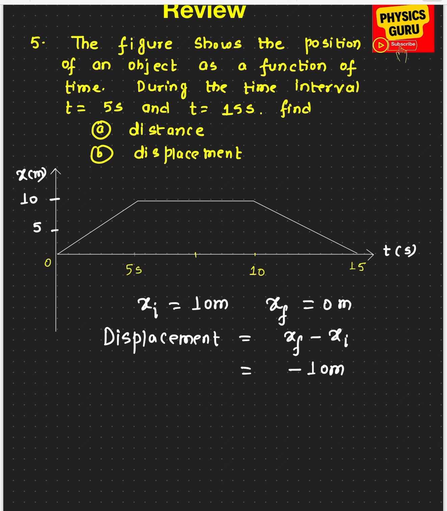Negative 10 means your final position is in the opposite direction of your starting point. Okay, and your distance would be the total path you travel. So from 5 seconds to 15 seconds, the total path you have traveled is this distance here, which is 10 meter, or simply the magnitude of this number. So 10 meter, the distance is always positive. Displacement can be positive or it can be negative.